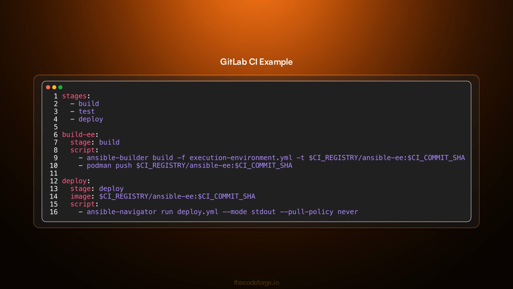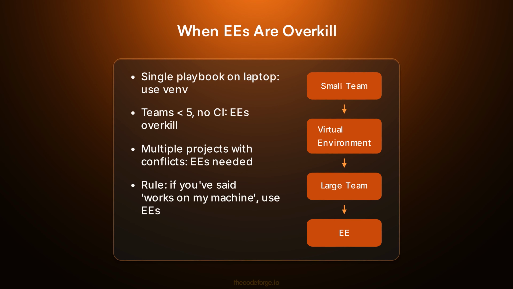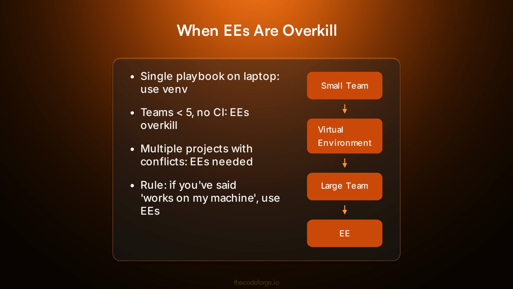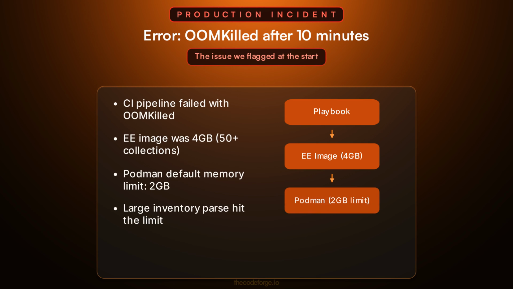The deploy job uses that image and runs the playbook with pull policy never, since the image is already available from the build stage. EEs add complexity. For a single playbook run weekly on a laptop, a Python virtual environment is simpler. For teams with fewer than 5 people and no CI, EEs are overkill. But if you have multiple projects with conflicting dependencies, or you're running automation in production, EEs are the only sane choice. This is the same issue we highlighted at the start.